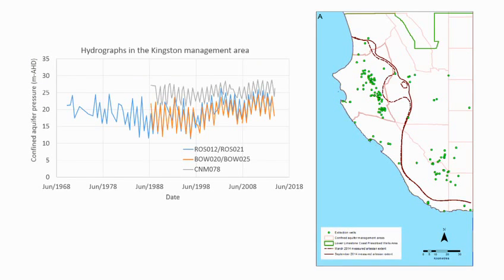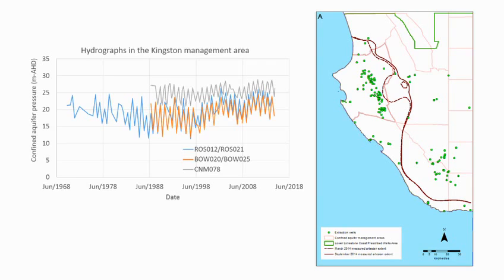So this map shows the location of extraction bores from the confined aquifer. As you can see, a lot of them are concentrated here in the Kingston management area where conditions are artesian. This line here shows the approximate extent of those artesian conditions in the confined aquifer, so where bores are free-flowing. I say approximate, it's based on what observation data we have.